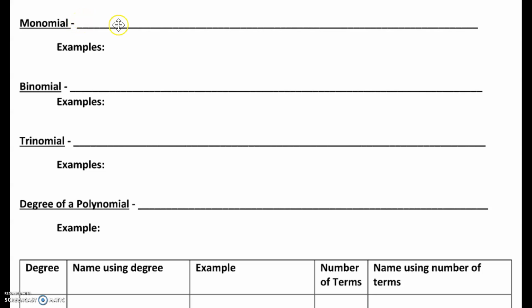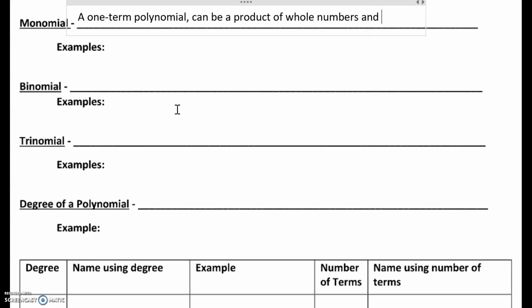So a monomial is a one-term polynomial. This can be a product of whole numbers and variables with whole number exponents. Okay, so let's look at some examples.